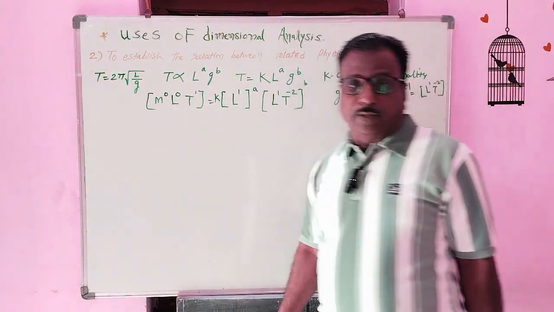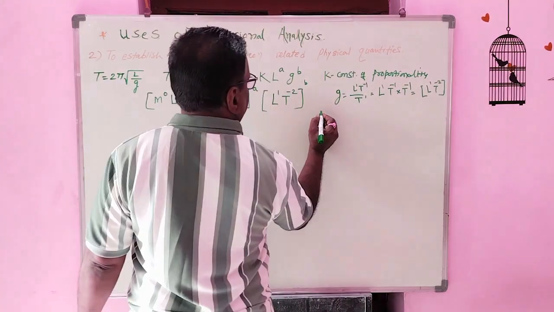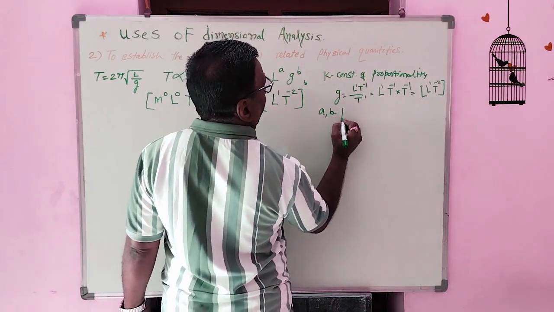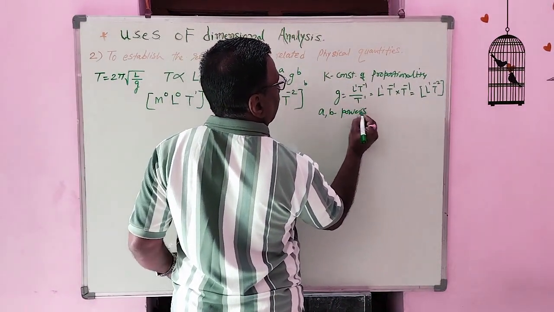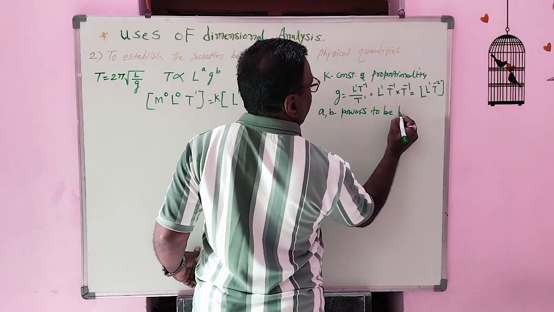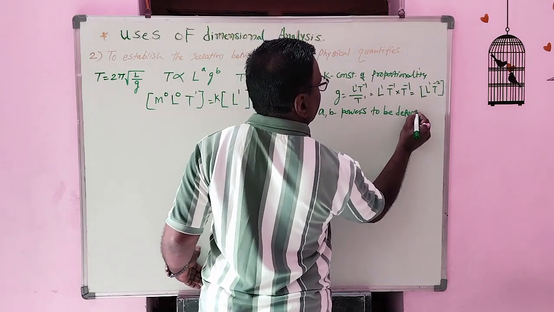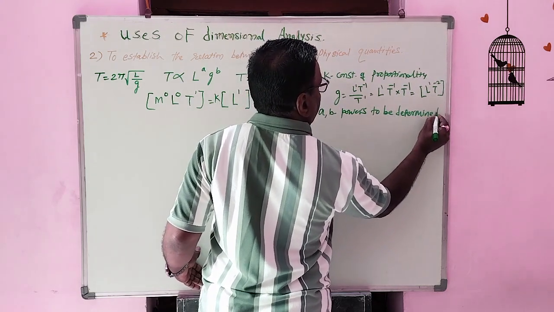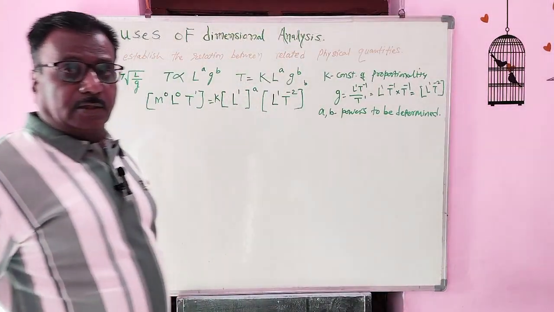Here a and b are called the powers to be determined. a and b are powers to be determined.